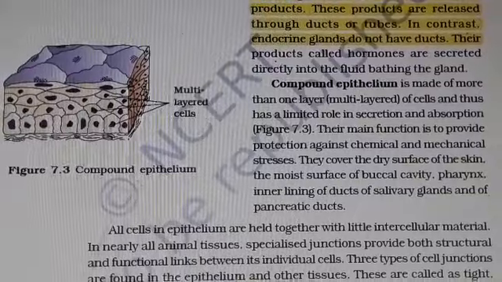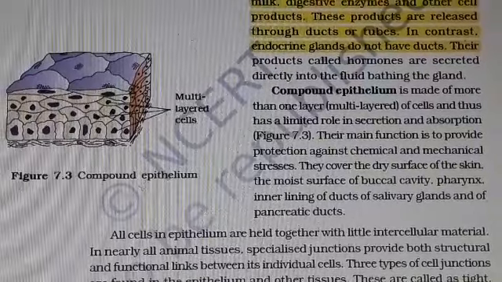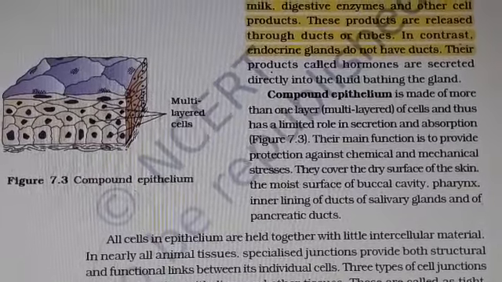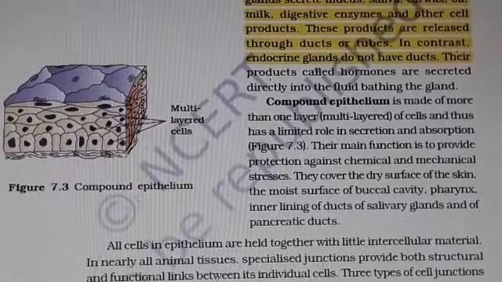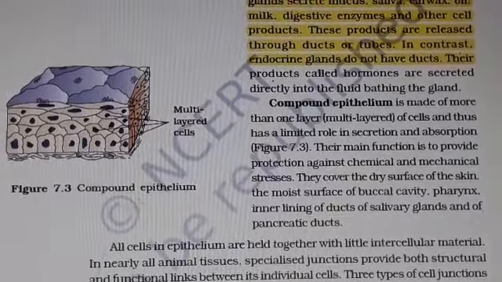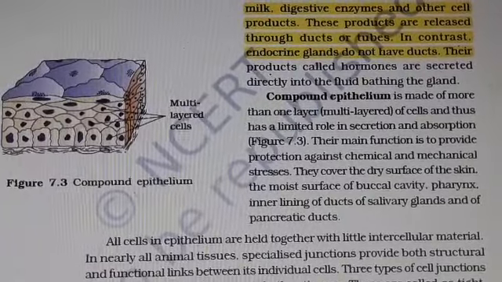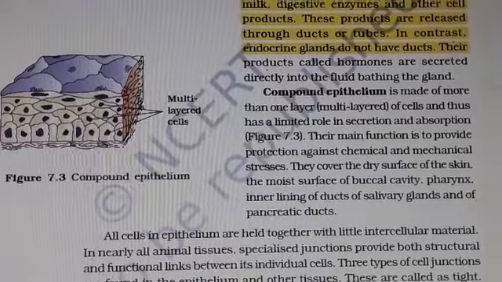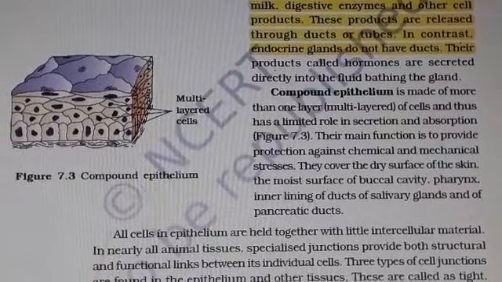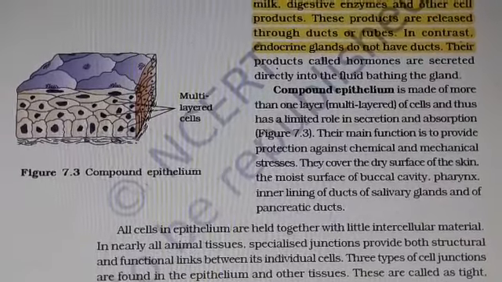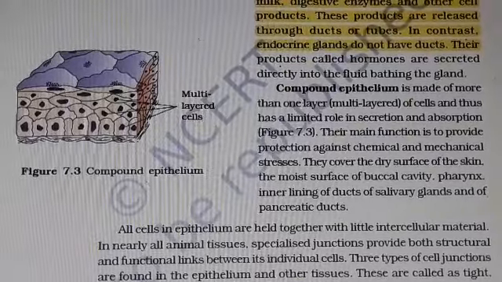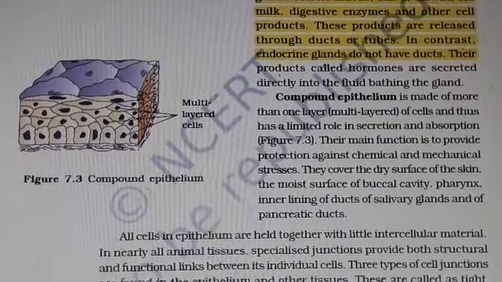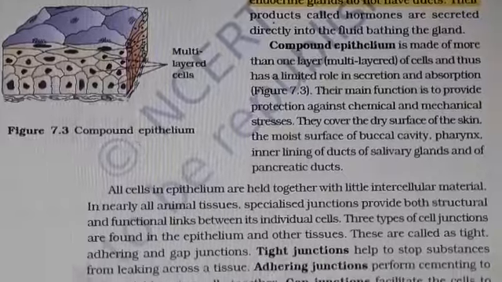So here we're going to talk about the junctions. All cells in the epithelium are held together with little intercellular material. In nearly all animal tissue, specialized junctions are provided for both structural and functional links between the individual cells. Three types of cell junctions are found in epithelium and other tissues. These are called tight, adhering, and gap junctions. Tight junctions help to stop substances from leaking across the tissue. Adhering junctions perform the cementing to keep the neighboring cells together. Gap junctions facilitate the cells to communicate with each other by connecting the cytoplasm of adjoining cells for rapid transfer of ions, small molecules, and sometimes big molecules too.